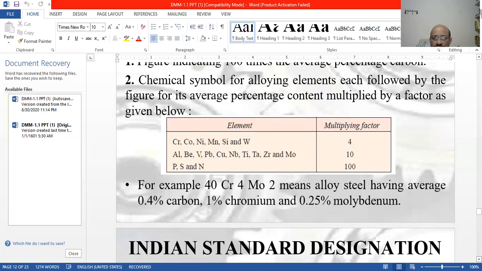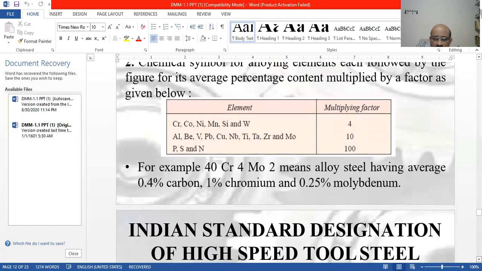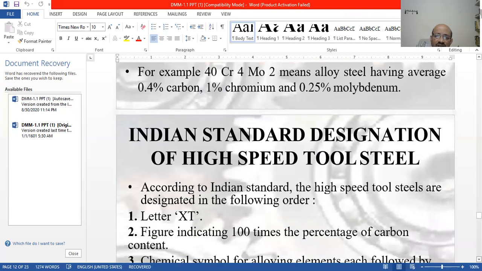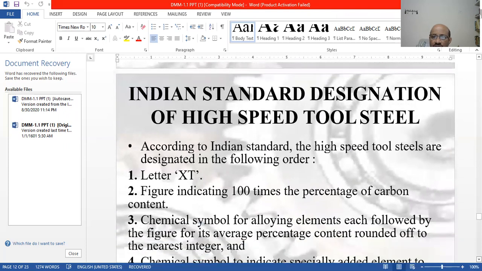That is the Bureau of Indian Standards designation of steel. Okay, and then we will go to the next slide. So, Indian standard designation of high-speed tool steel. We will see what that is: high-speed tool steel.